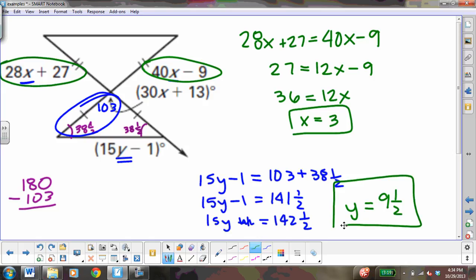And that would be my 2 answers, x and y. Again, it's okay if your answers end up being fractions or decimals.